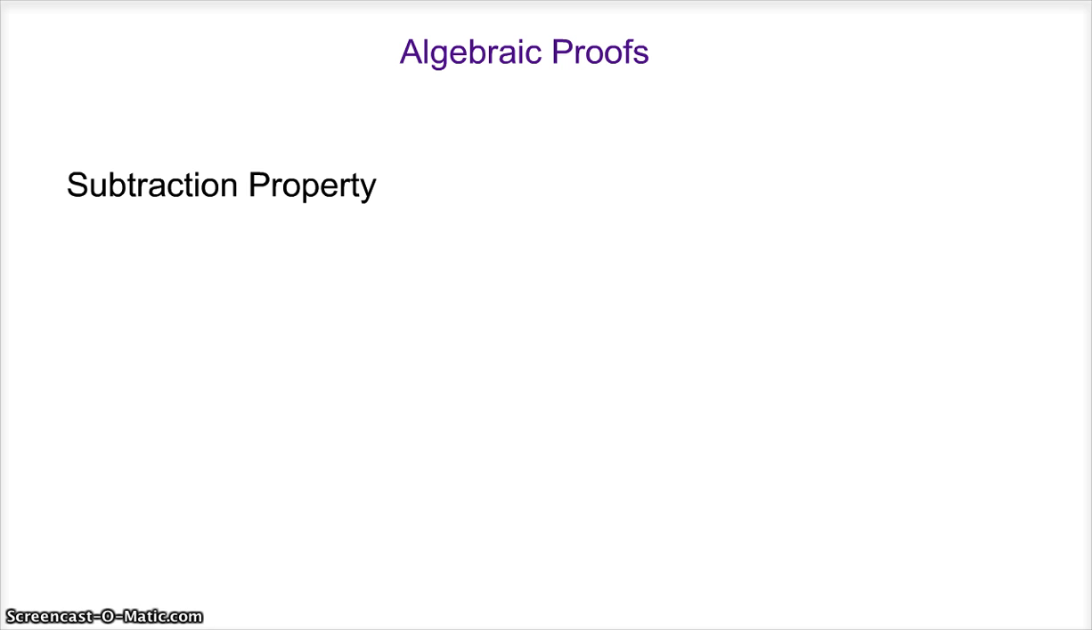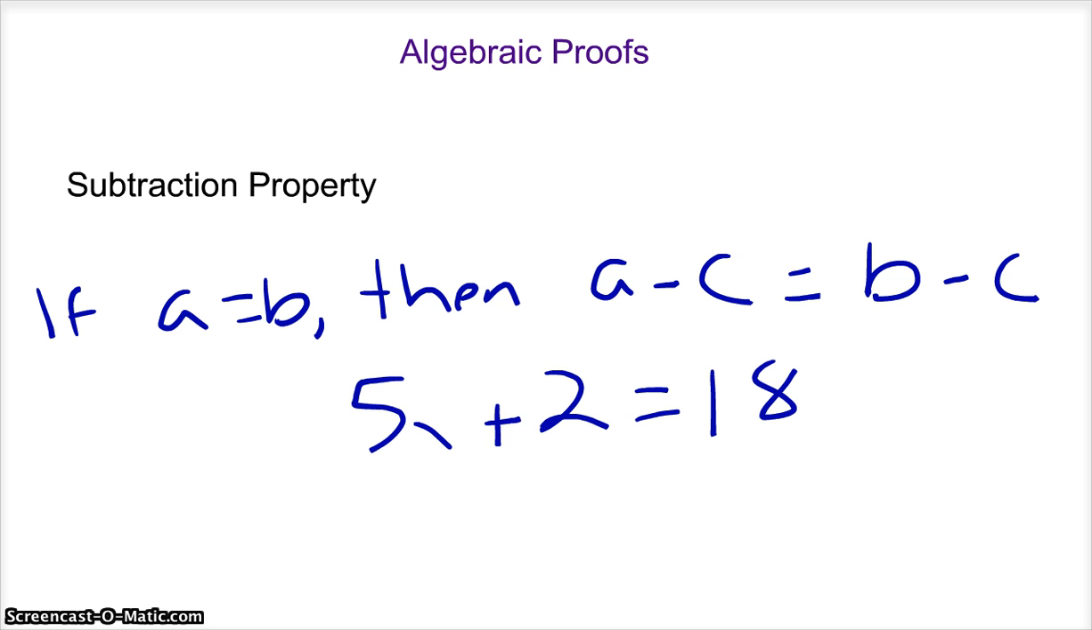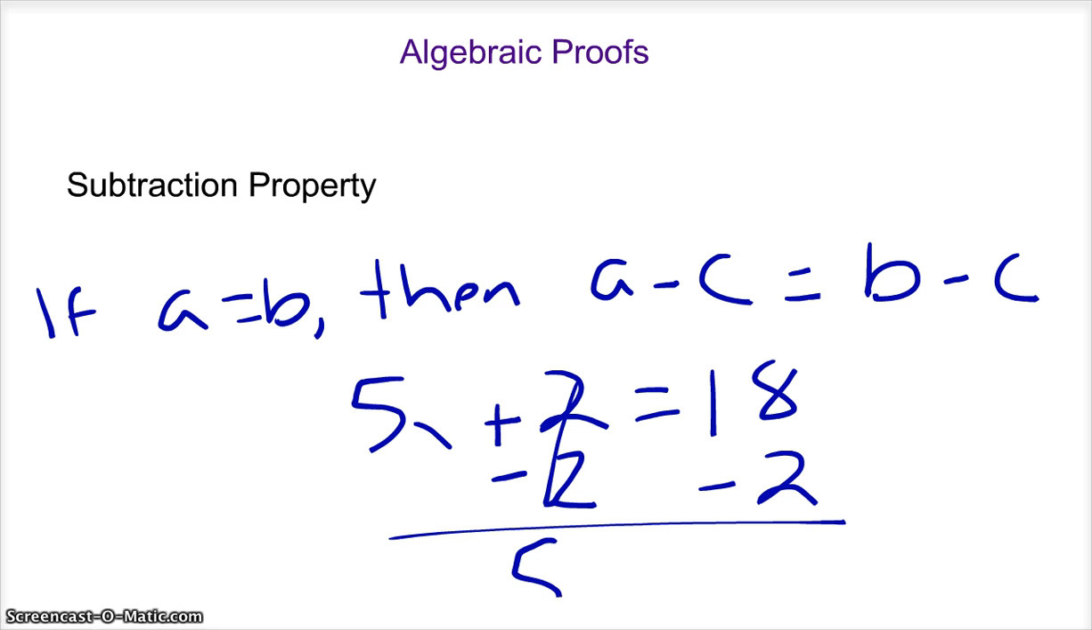The subtraction property states if A equals B, then A minus C equals B minus C. Again, if you subtract the exact same number on both sides, it is not changing the equation. So it is legal, as you might want to say. If I had 5x plus 2 equals 18, to get x by itself, my first step would be to subtract 2 on both sides, and that would be the subtraction property of equality.